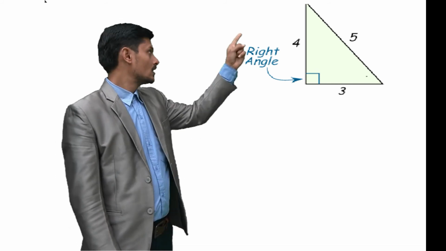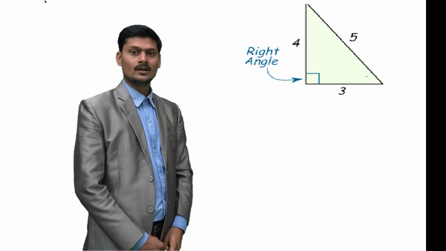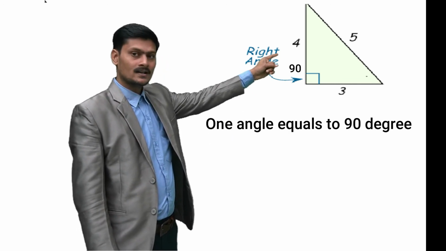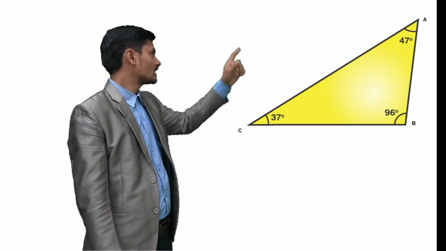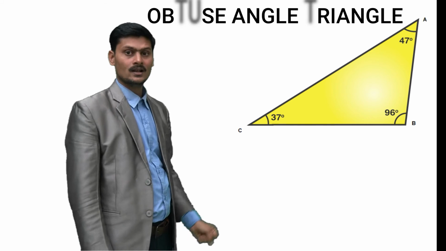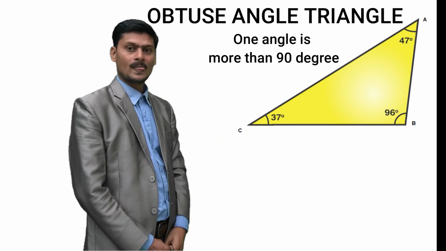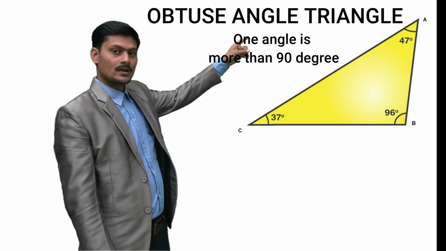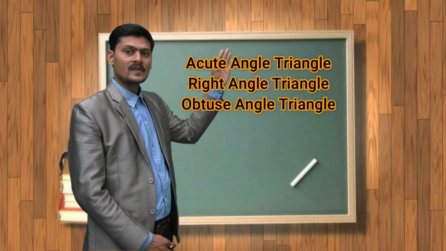Second one, right angle triangle. A right angle triangle is one in which one of the angles is equal to 90 degrees. Here is the representation of a right angle triangle. And the third one is the obtuse angle triangle. An obtuse angle triangle is a triangle in which one of the angles is greater than 90 degrees. This is the representation of an obtuse angle triangle. So these are the three different types of triangles based on their angles.